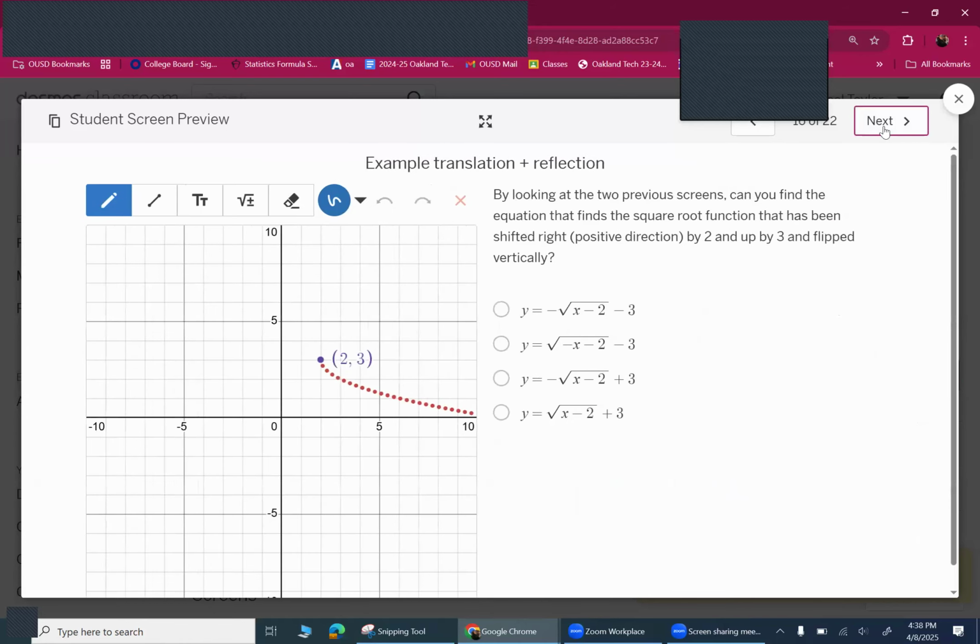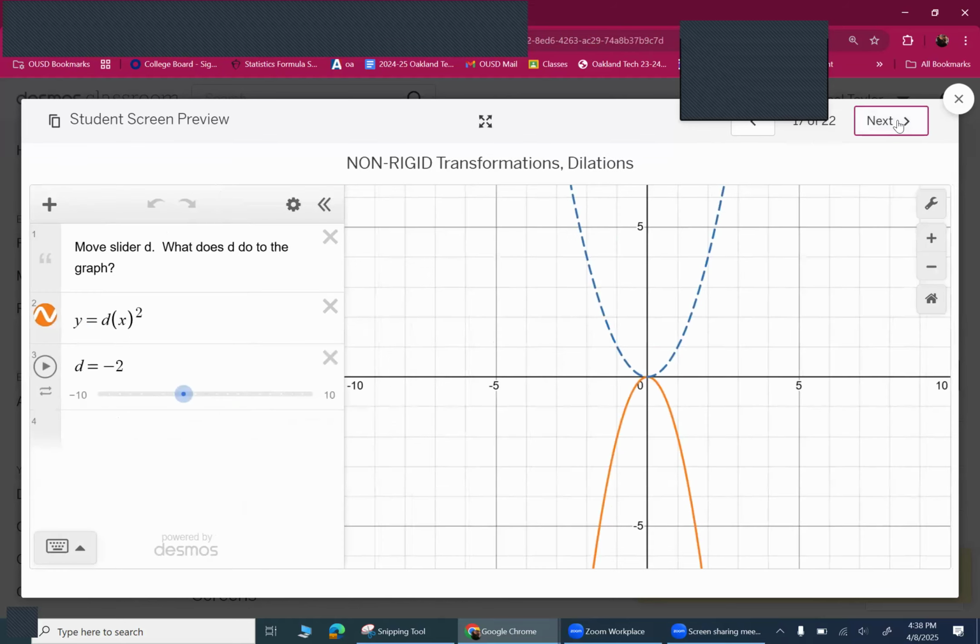Okay, what's left? So we've got some more questions here that I am not going to go over. I'm just going to see if there's anything else I want to point out.